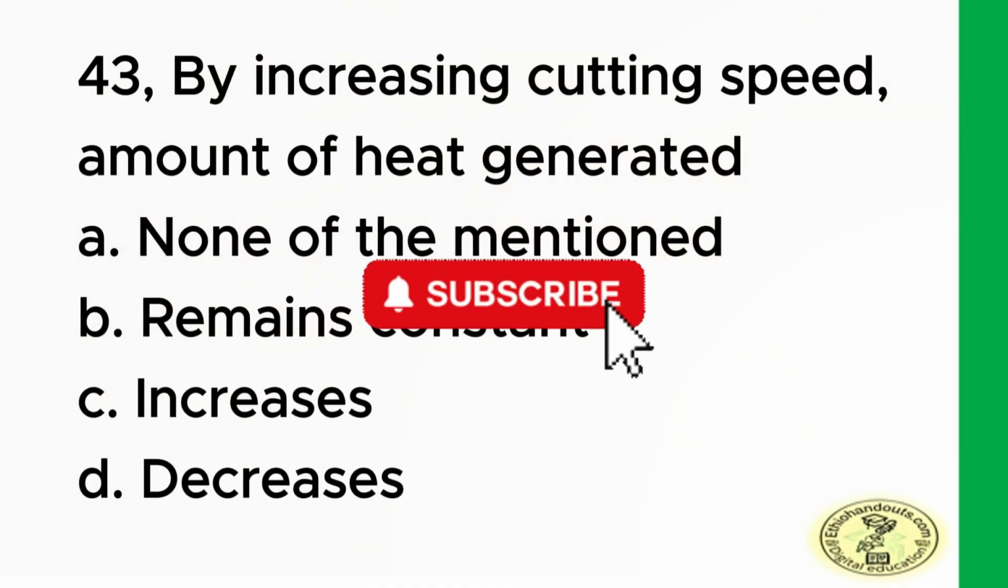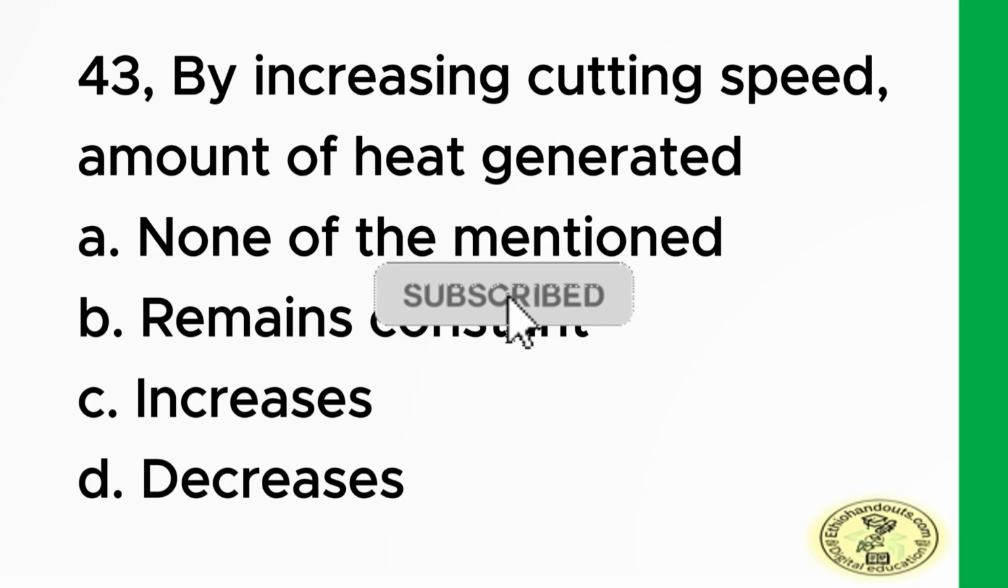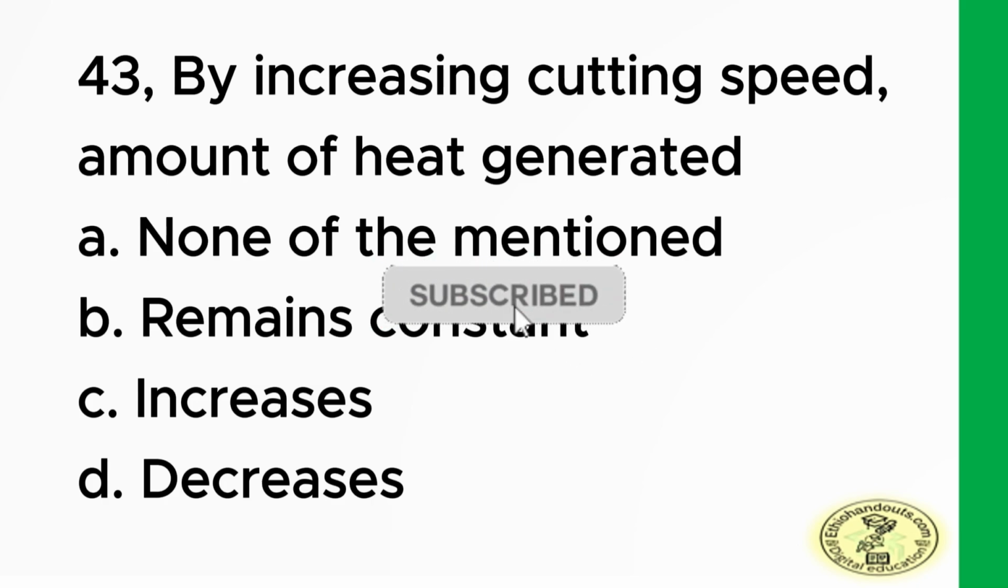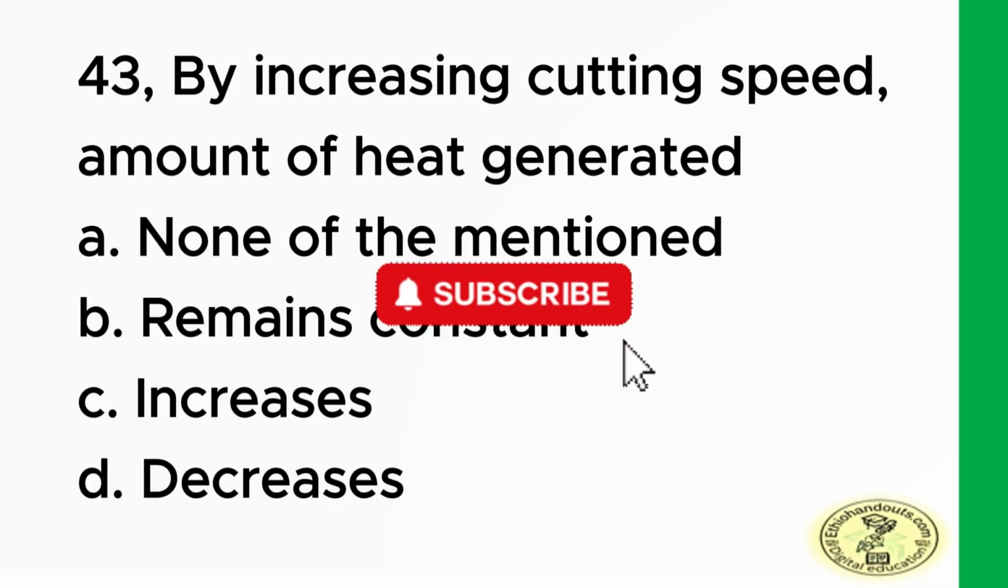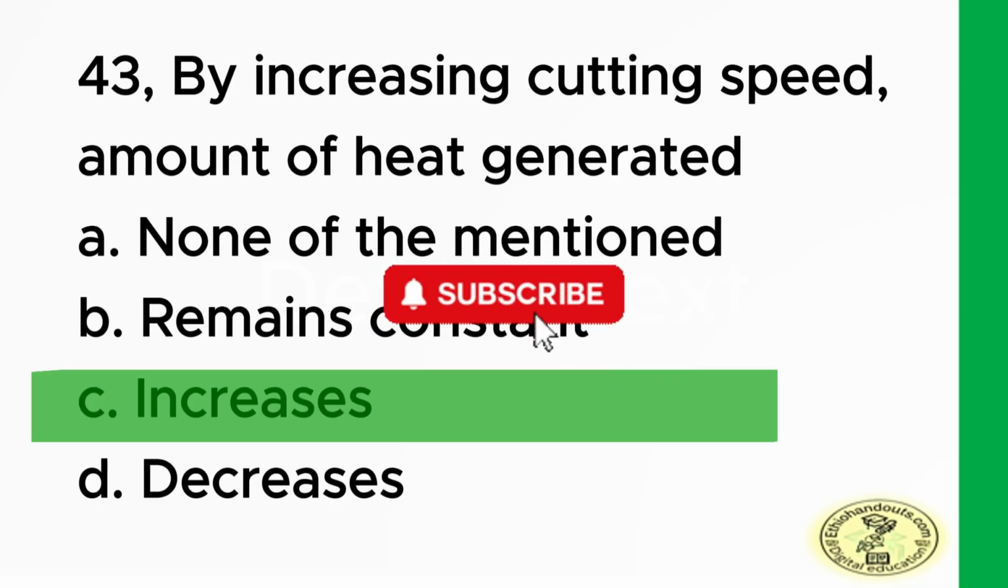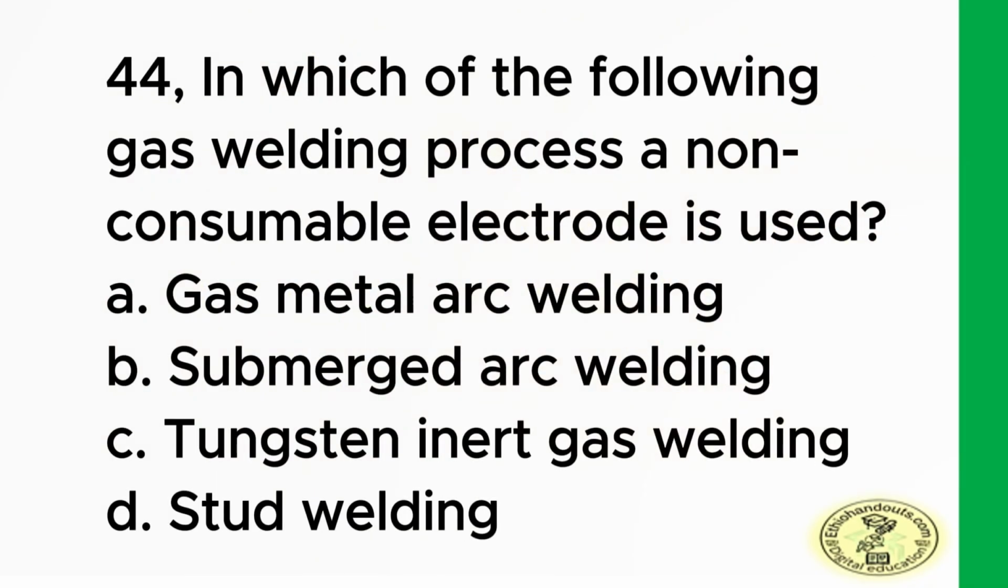43. By increasing cutting speed, amount of heat generated. A. None of the mentioned. B. Remains constant. C. Increases. D. Decreases. The correct answer is C. Increases. 44. In which of the following gas welding process a non-consumable electrode is used? A. Gas metal arc welding. B. Submerged arc welding. C. Tungsten inert gas welding. D. Stud welding.